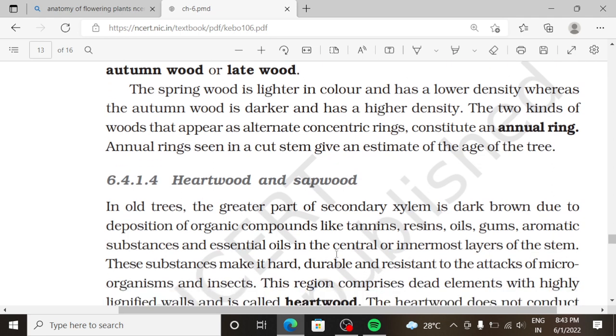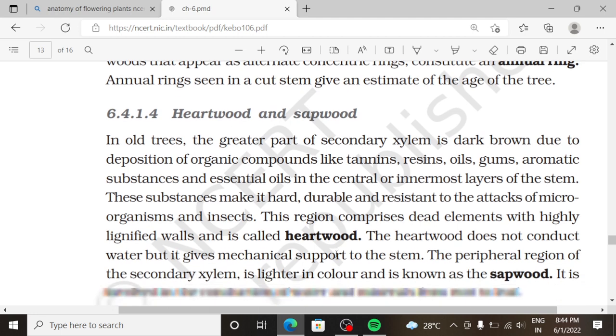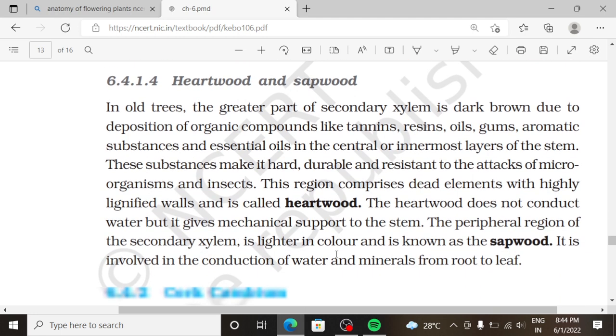The spring wood is lighter in color and has a lower density, whereas the autumn wood is darker and has higher density. The two kinds of woods that appear as alternate concentric rings constitute an annual ring. Annual rings seen in a cut stem give an estimate of the age of the tree.